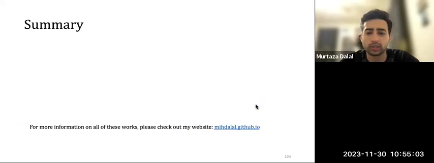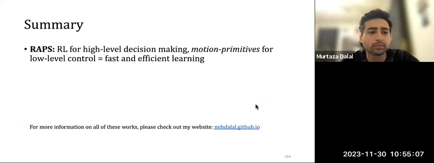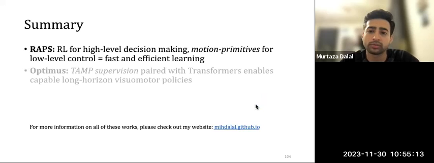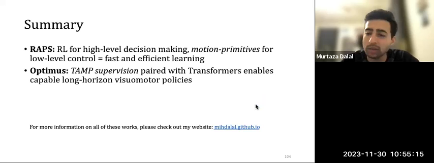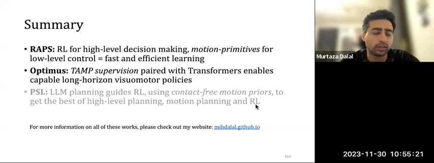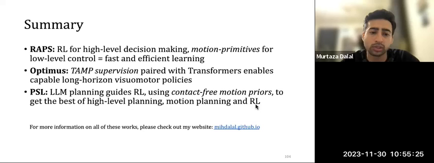So now let's quickly summarize what we learned today. For RAPS, RL for high-level decision-making and motion primitives for low-level control equals fast and efficient learning. For Optimus, TAMP supervision paired with transformers enables capable long-horizon visuomotor policies. And finally, with PSL, large language model planning guides RL using contact-free motion priors to get the best of high-level planning, motion planning, and reinforcement learning.